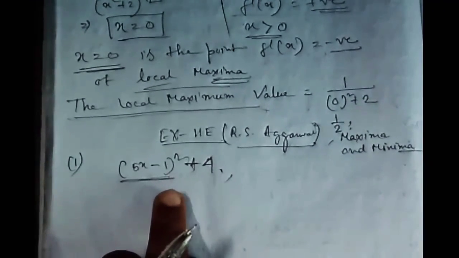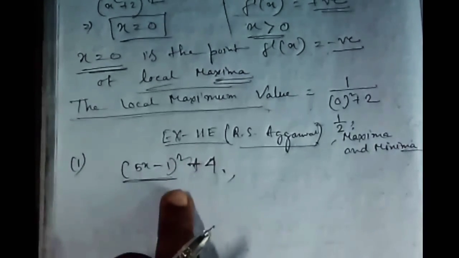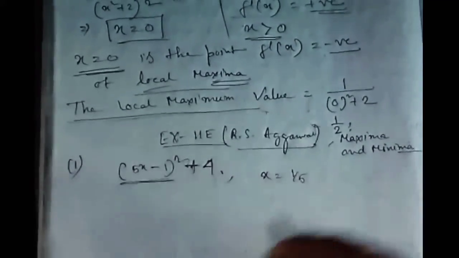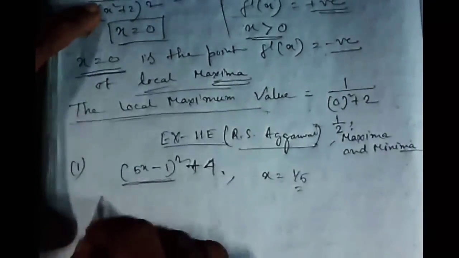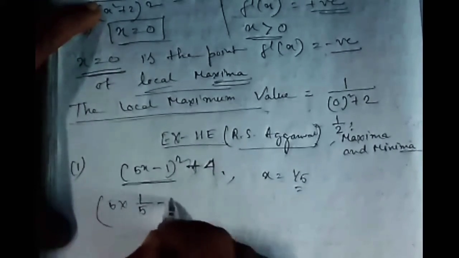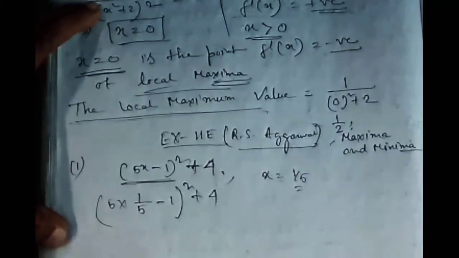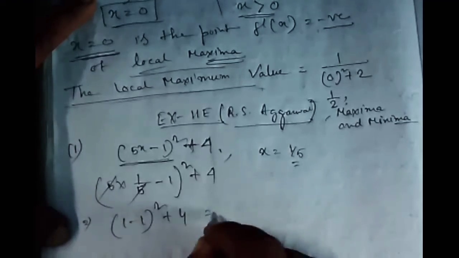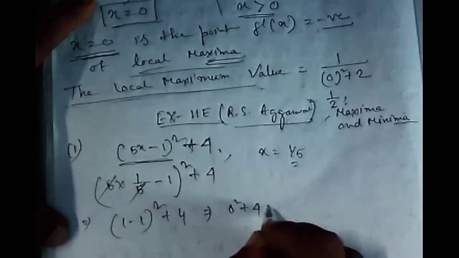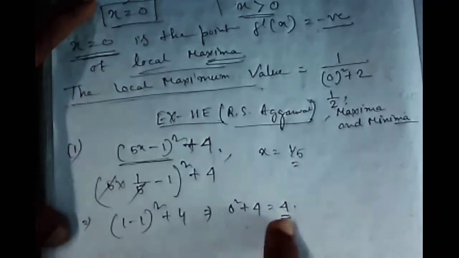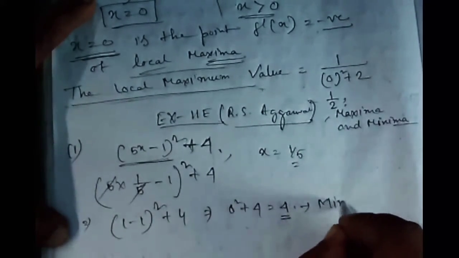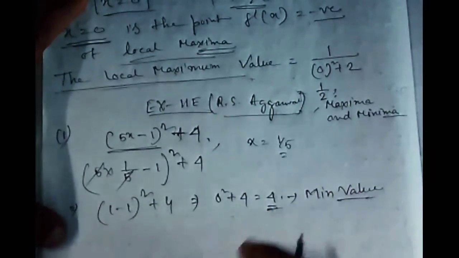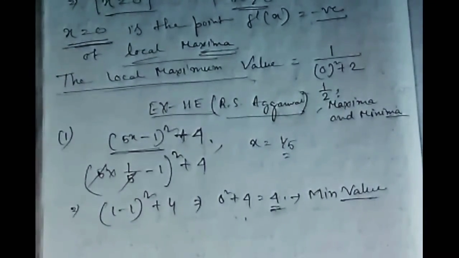Now we are going to find the minimum value of this function. Now what is the minimum value? So if we take x equal to 1 by 5, then here 5 into 1 by 5 minus 1 whole square plus 4. That means 1 minus 1 whole square plus 4. That's implying 0 square plus 4. That's implying 4. So this would be the minimum value of this function without using the derivative. Hope you were able to understand.